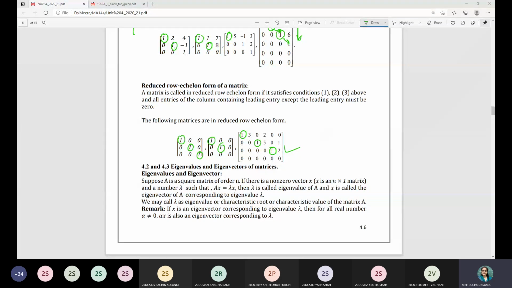Up to this, does anyone have any doubt, or do you have a clear-cut idea about all these things? Please raise your hand so that I can move forward. Okay. Out of 43 students, there are 24 students who have a clear-cut idea.